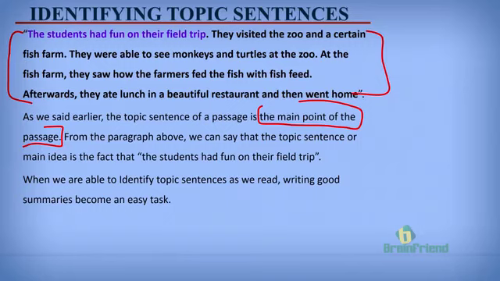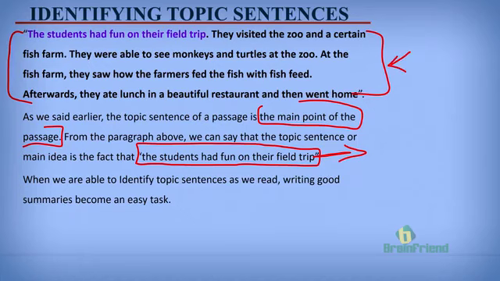Now, from the paragraph above, we can say that the topic sentence or main idea is the fact that the students had fun on their field trip. Why have I said so? Because this is the focus of the paragraph. Everything stated in this paragraph describes or tells us how the students had fun on their field trip.